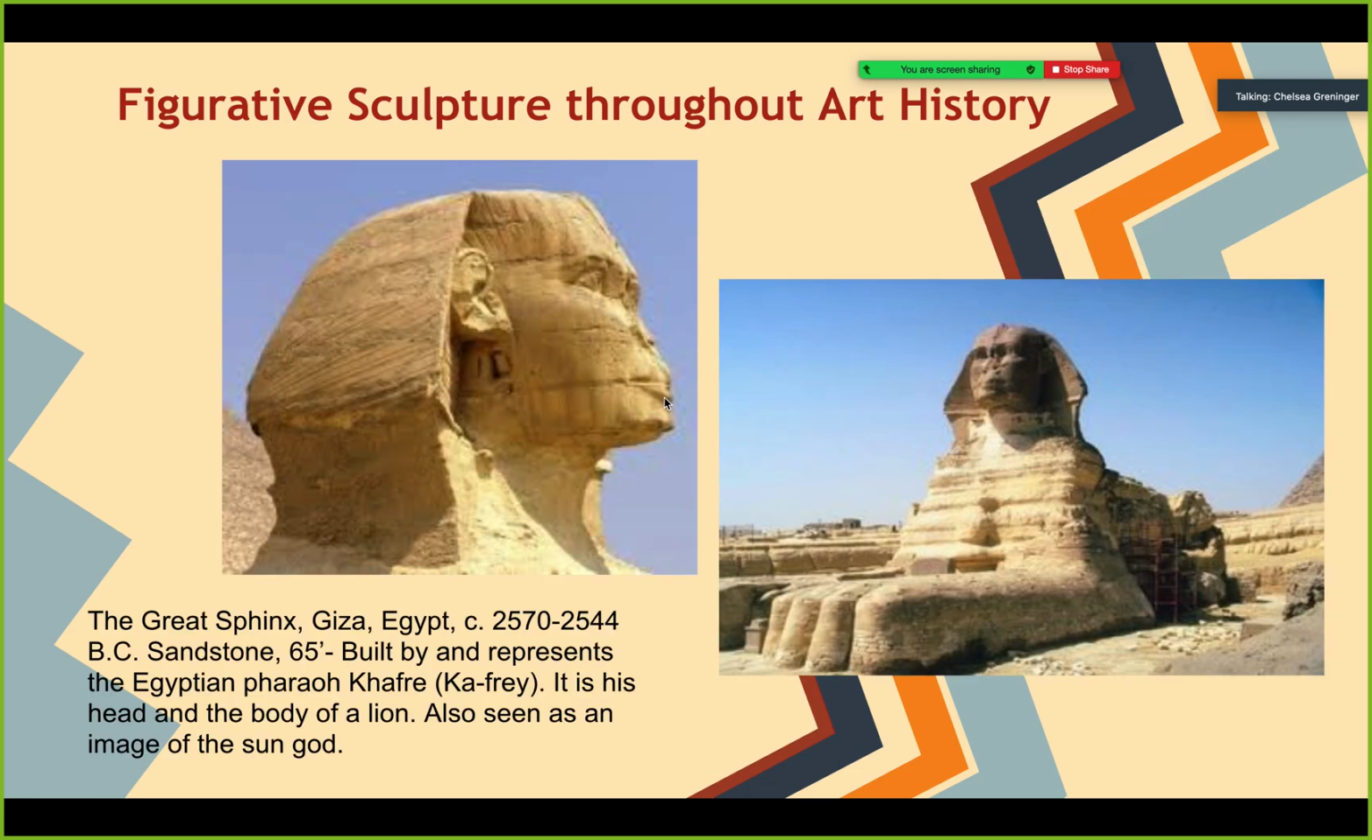The Great Sphinx in Giza, Egypt, 2570 to 2544 BC. This is carved out of sandstone, the sandstone that is already part of the landscape. This is 65 feet tall, so you can imagine the amount of work and time and effort it took to carve this. And we're not dealing with scaffolding or cranes or anything like that, right? The people that were carving this Sphinx were climbing the rocks and carving into the stone. This is definitely on my bucket list.